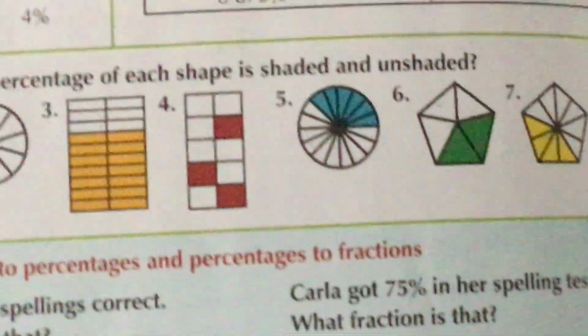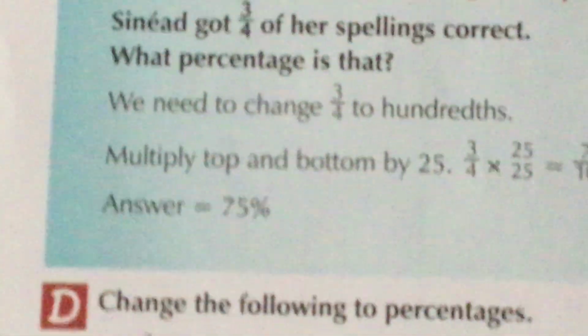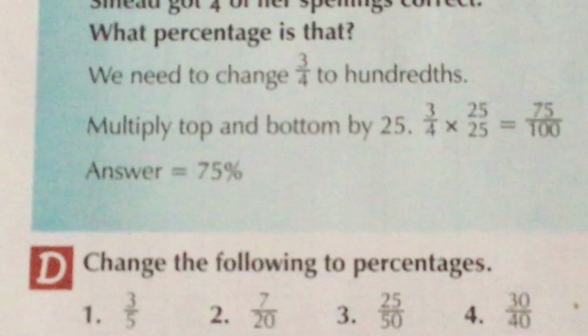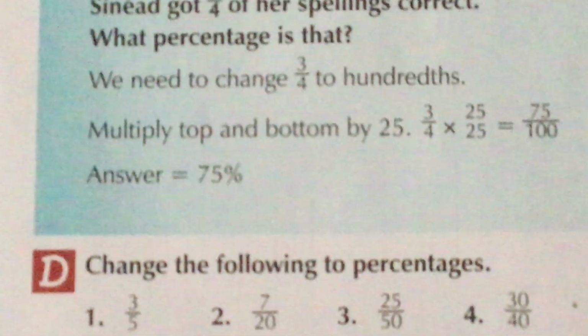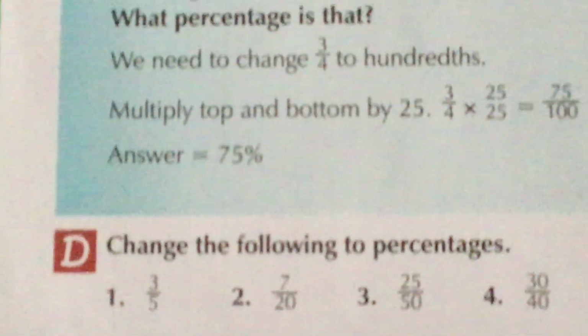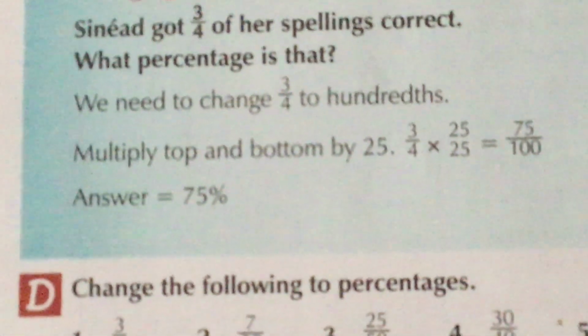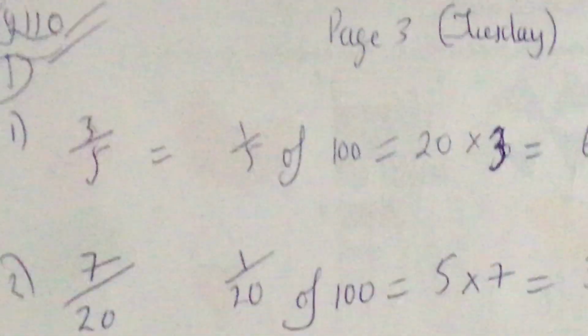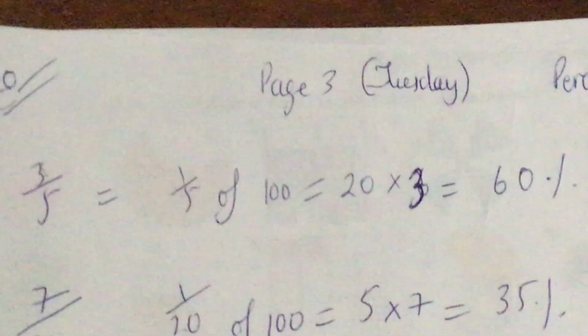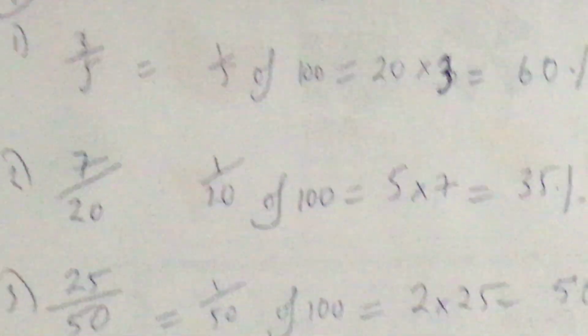Now, if you feel this way is the easier way for you, you're changing the fifths to 100. You want to change your 3/5 to 100. So what do you multiply 5 by to make 100? Multiply by 20. And then what you do to the bottom, you do to the top. So 5 by 20 is 100, and 3 by 20 is 60. 60 over 100, which is 60%. Or you can get 1/5 of 100, which is 20, and multiply by 3 to get 60%. The same for 7/20.